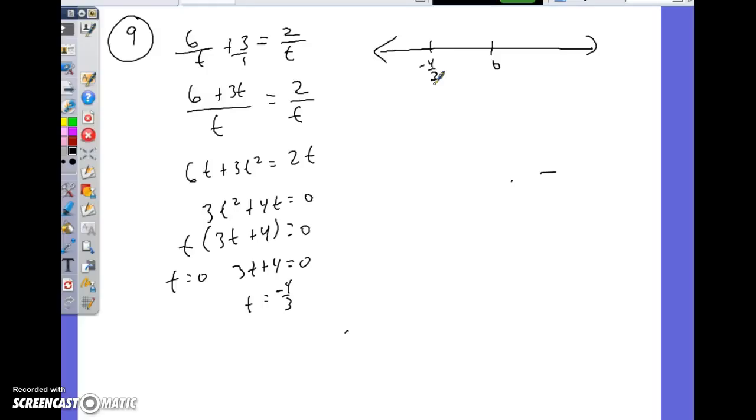So now look at this. I got 0. I've got negative 4/3. I need to pick a point. Give me 3 points, and I'm going to check.